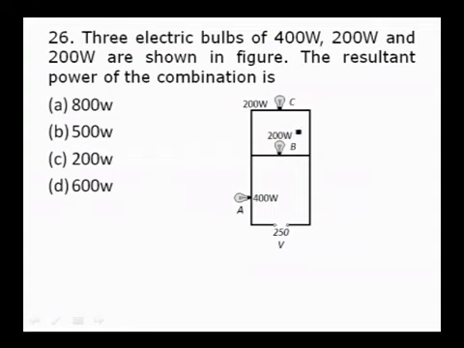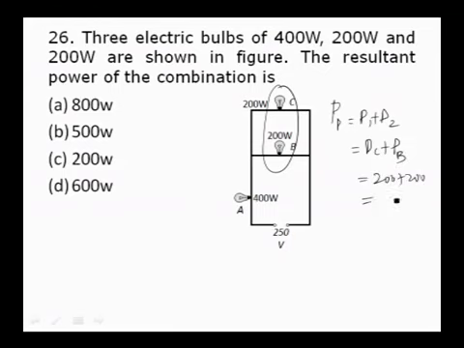See, C and B are in parallel and A is in series with this parallel combination. First we note the options. Option A 800 watt, option B 500 watt, option C 200 watt, option D 600 watt. For a parallel combination, the power is P1 plus P2. For this particular problem, PC plus PB, so this is 200 plus 200, which is equal to 400 watt.